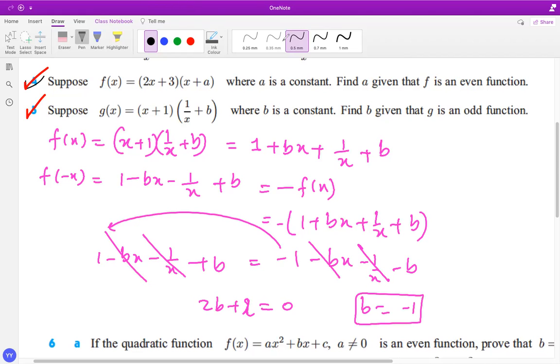So these are some of the logical ways to do the problems based on the even and odd function.